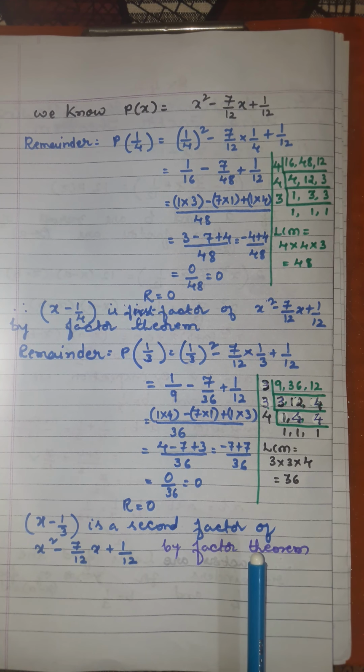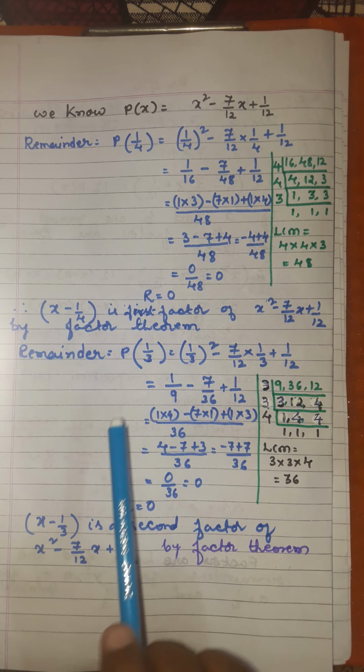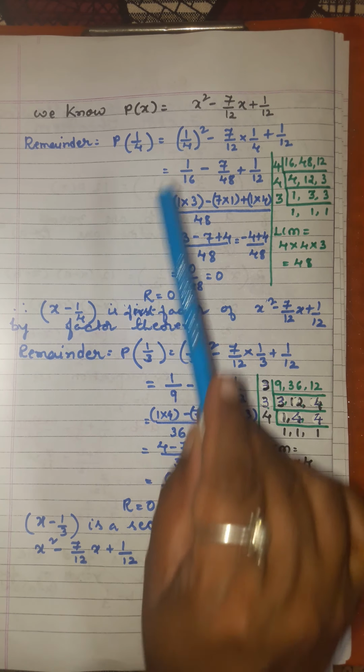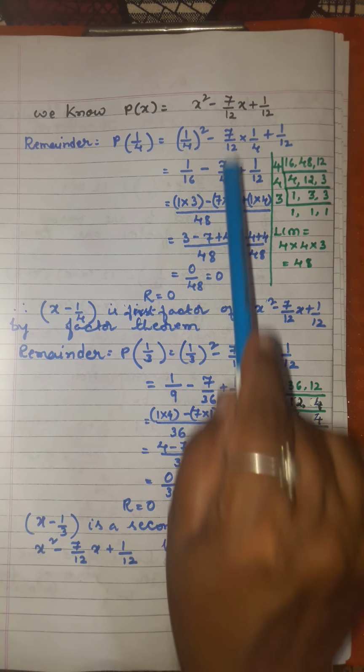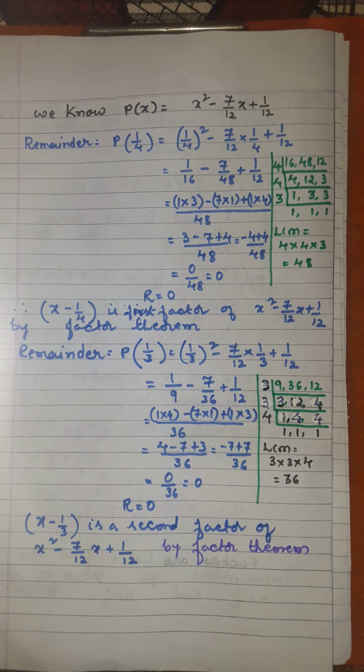So let us find the remainder for the second zero, that is 1 over 3. P of 1 over 3 is equal to, now substitute x by 1 over 3. So 1 over 3 whole square minus 7 over 12 into 1 over 3 plus 1 over 12.